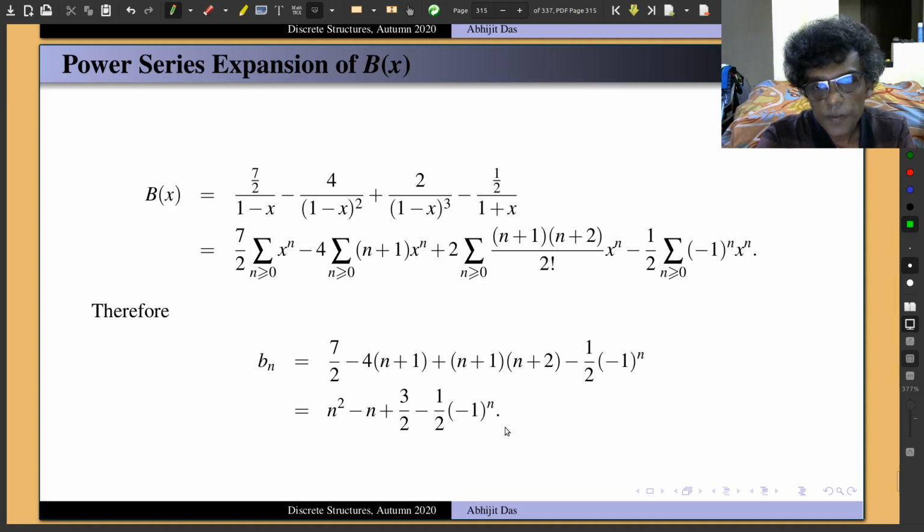So once again you can verify by plugging in small values of n, like 0, 1, 2, 3. Okay. So generating functions can therefore be used for solving such so-called linear recurrences, homogeneous or non-homogeneous. Okay.